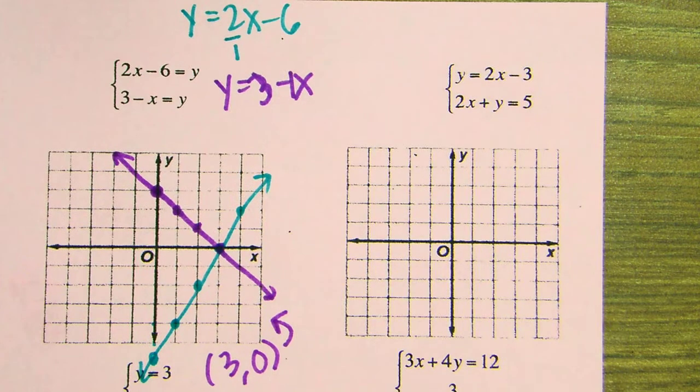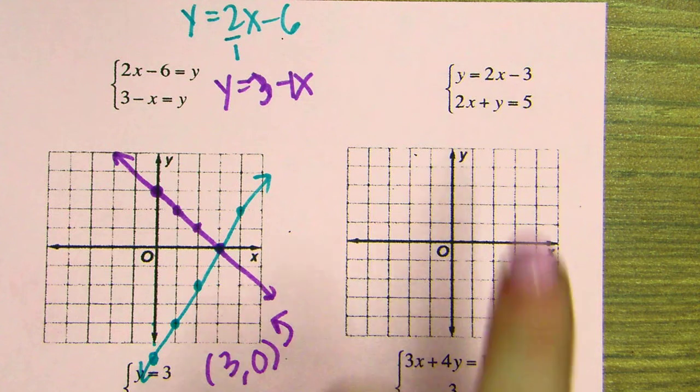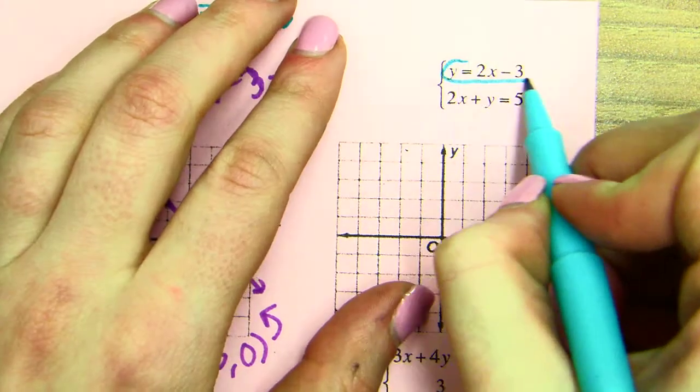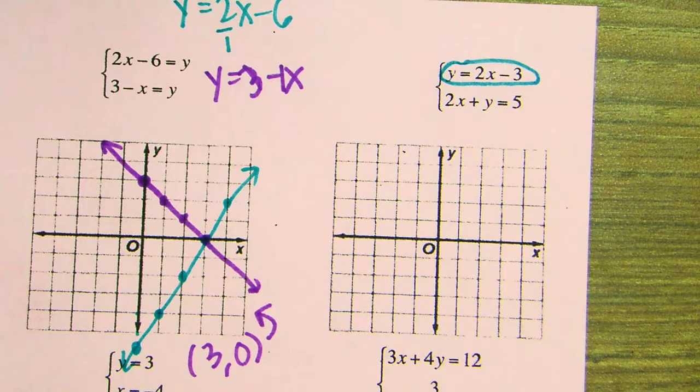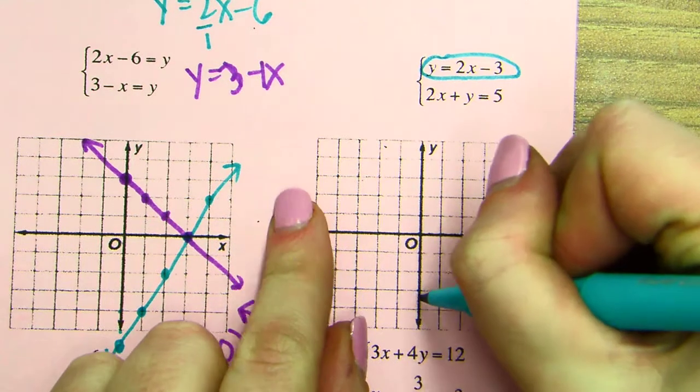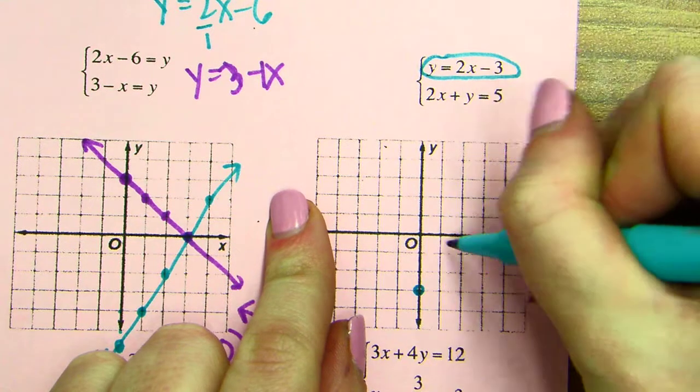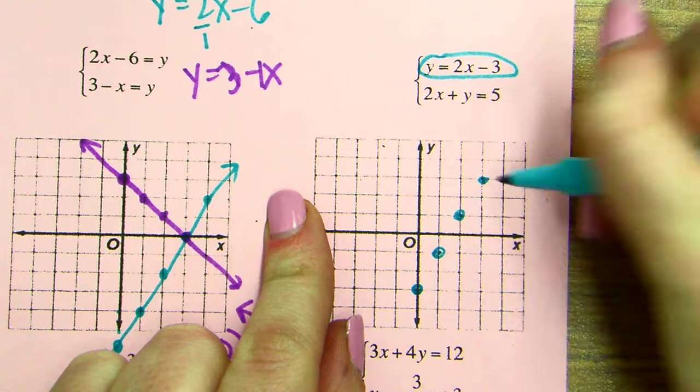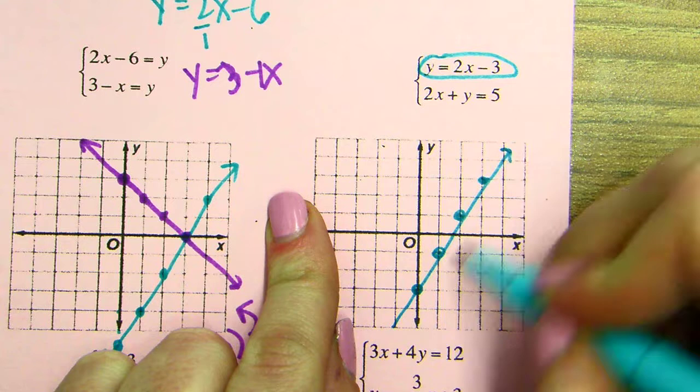Okay, then I'm going to go on to this one. This one is already in slope-intercept form, so I'm ready to graph it. The y-intercept is -3. The slope is 2 over 1, so I'm going to go up 2 to the right 1. So there's that line.